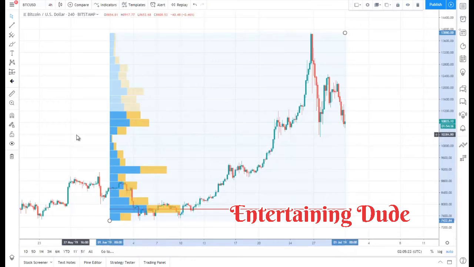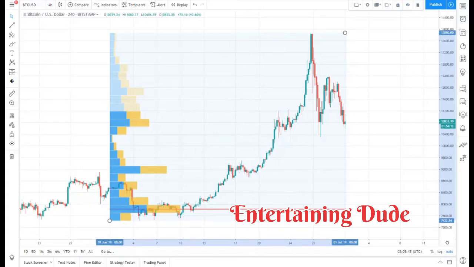The 7804 level is the point of control. The point of control is the exact level where the most volume has been traded. In this case, in the last month, because we are looking at the volume profile of the last month.